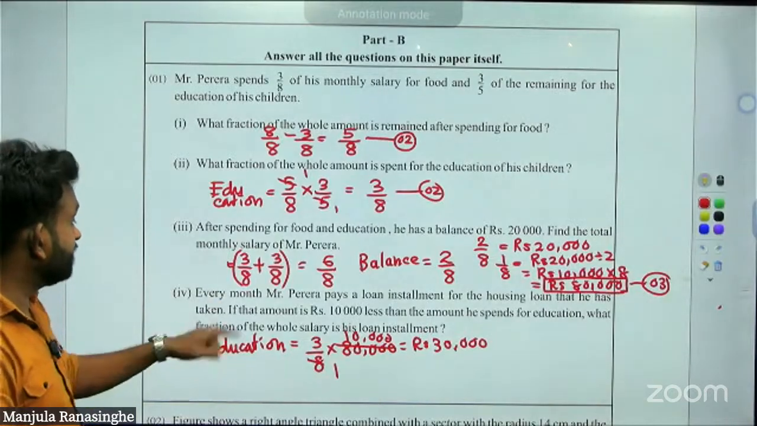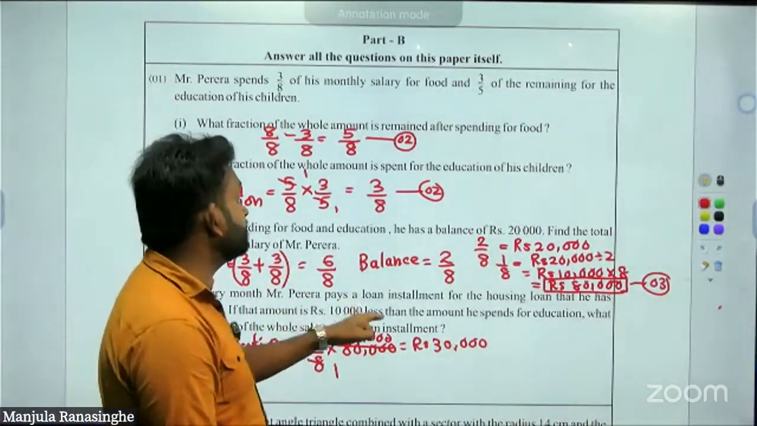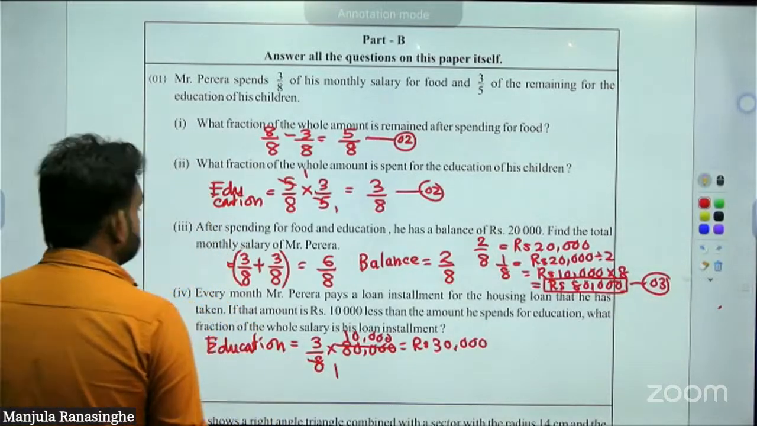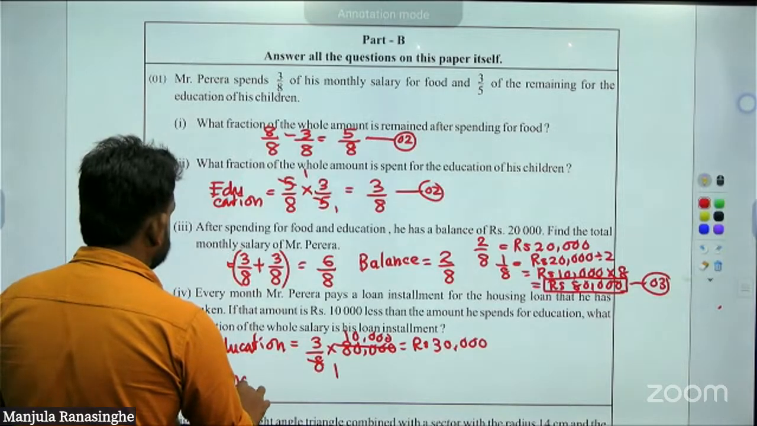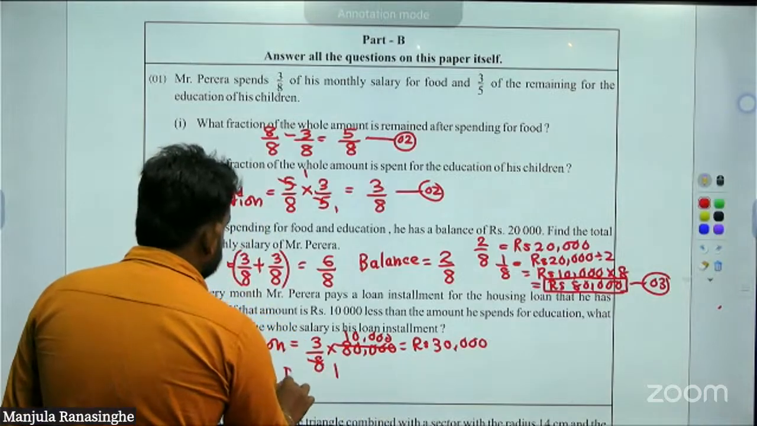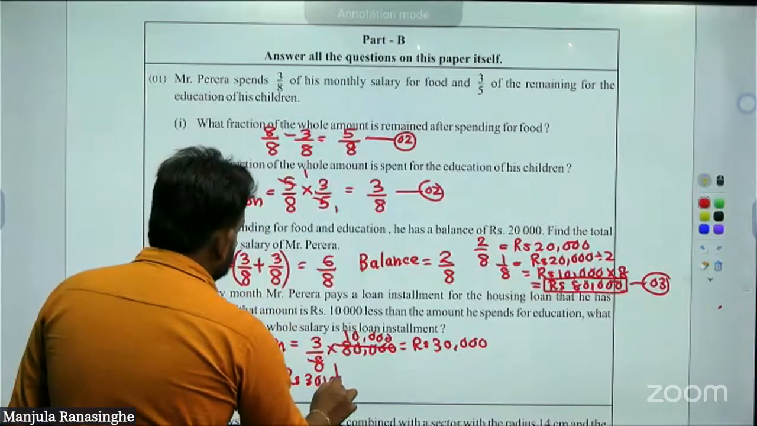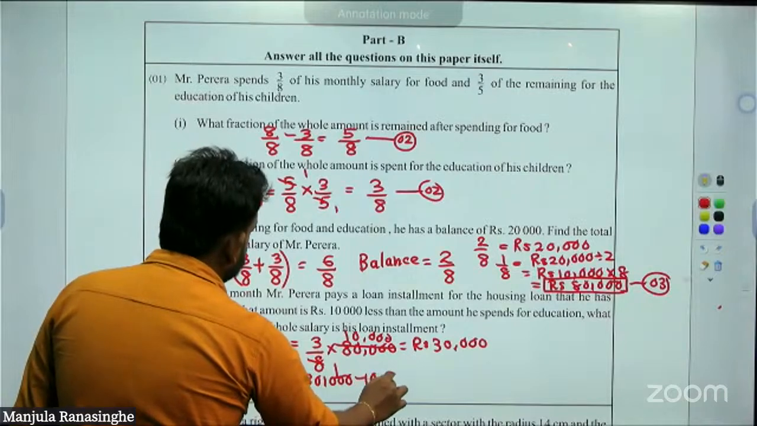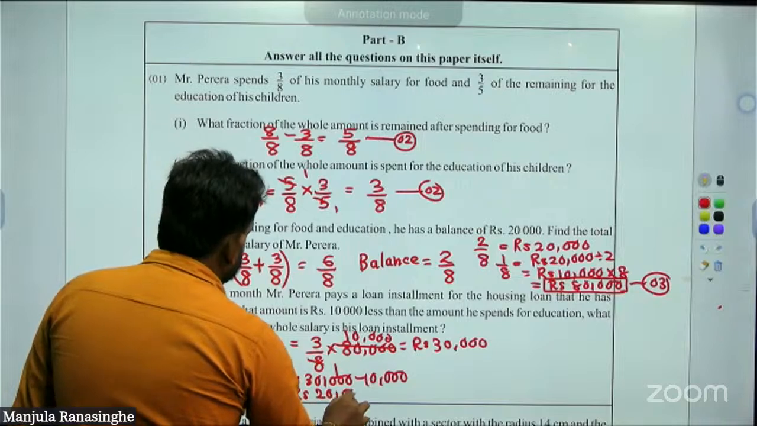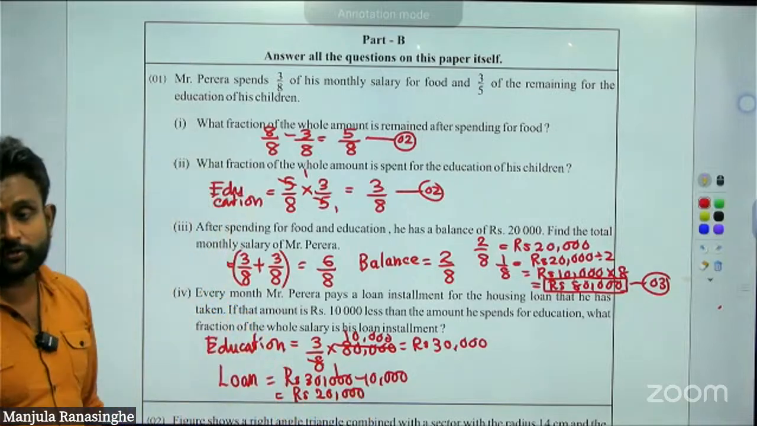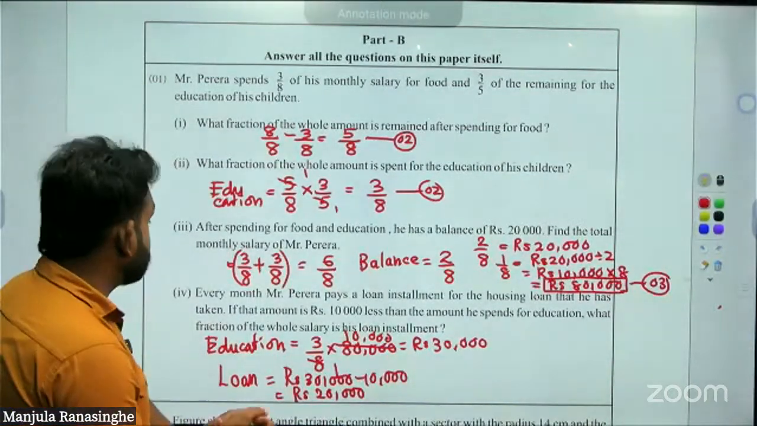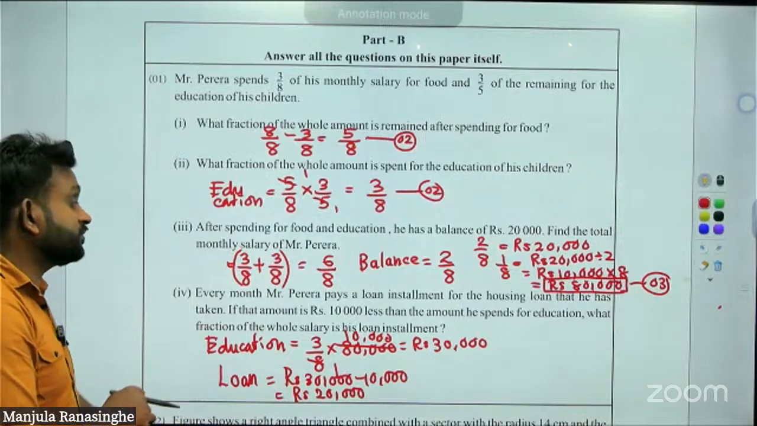Okay, now that says that if that amount is 10,000 less than the education, then you can say, for the loan, how much did he spend? 10,000 less than this value. Then rupees 30,000, subtract 10,000. Then that gives you rupees 20,000. Okay, that is for the loan installment.